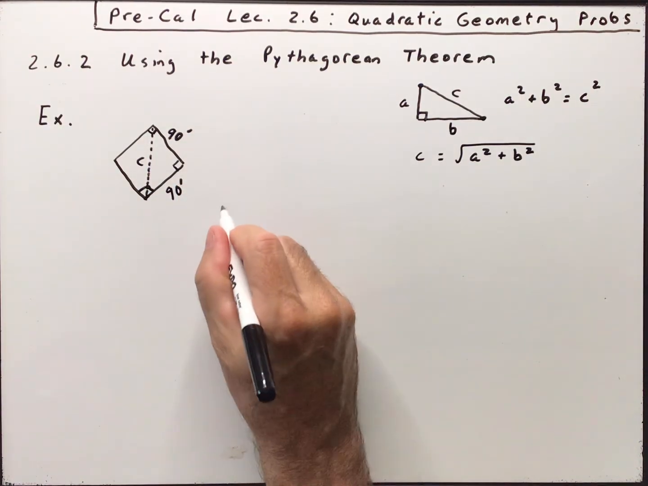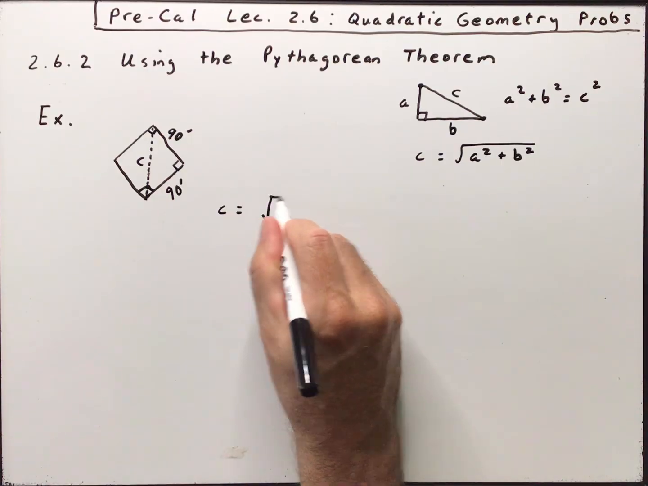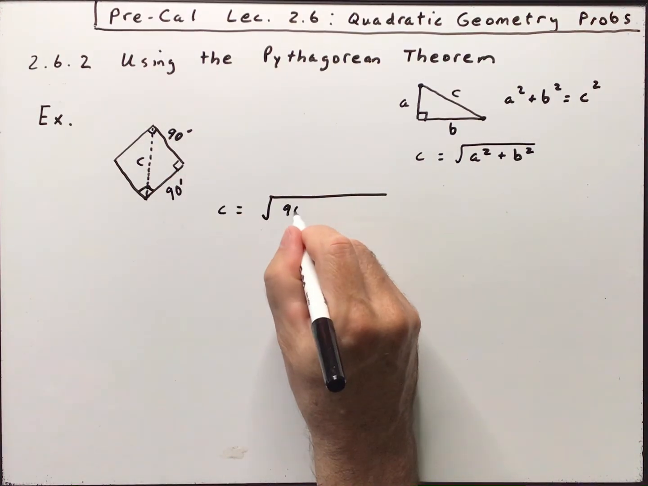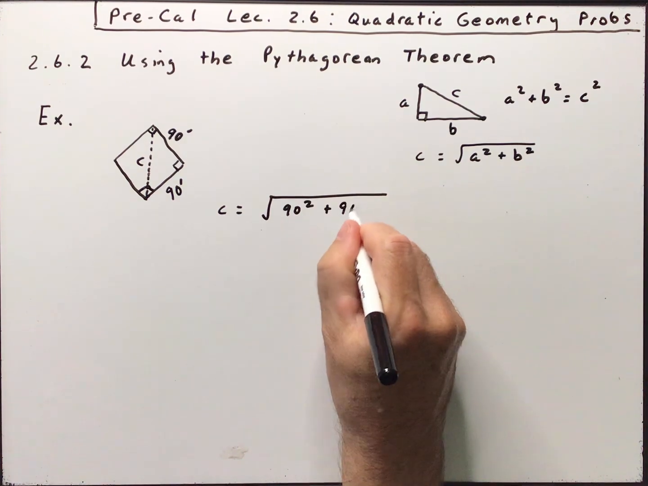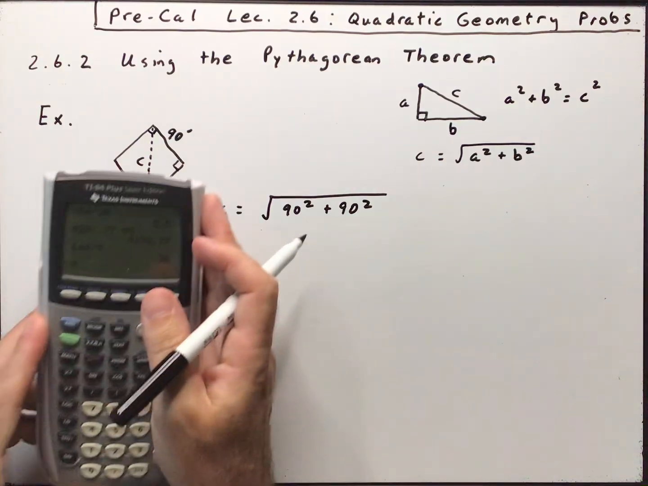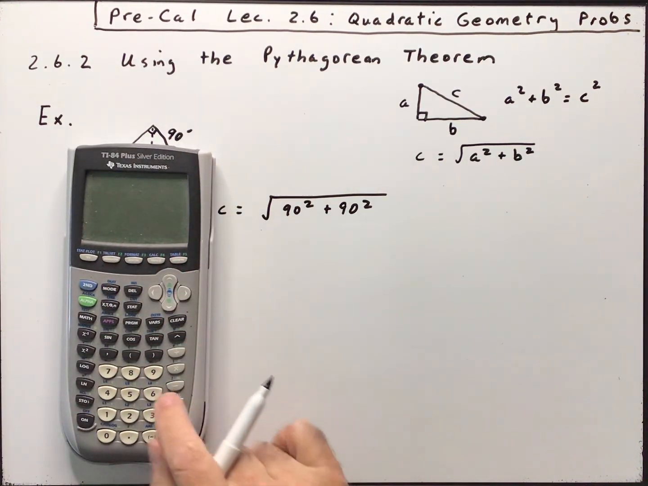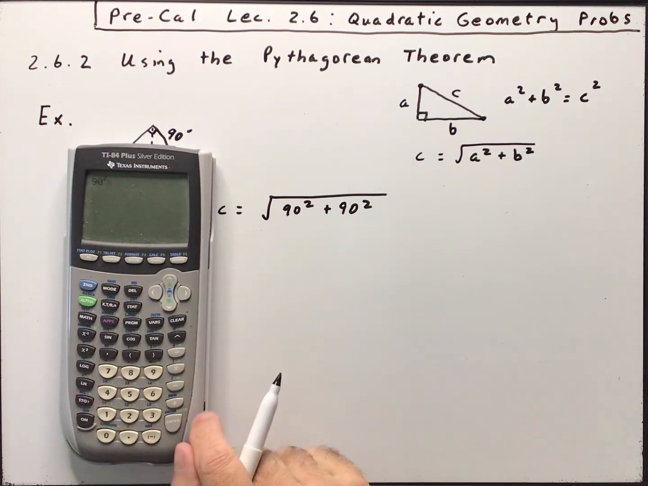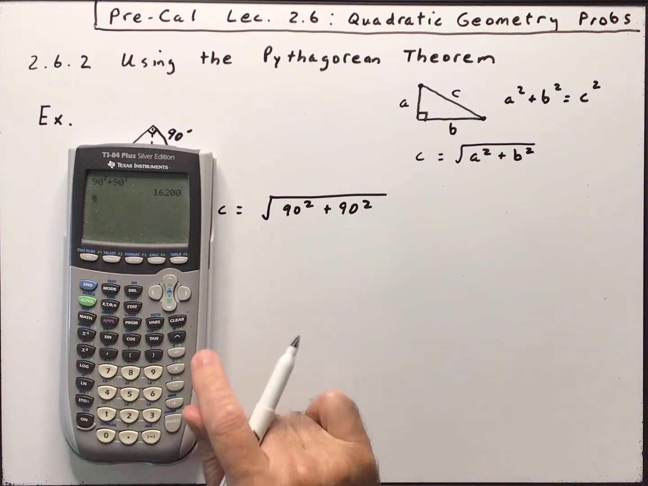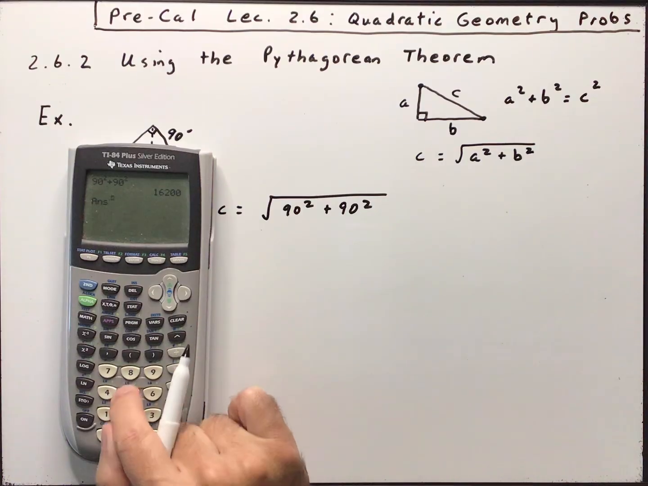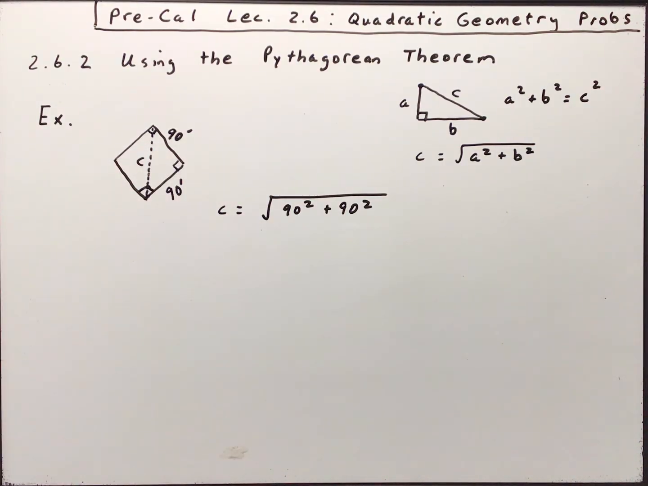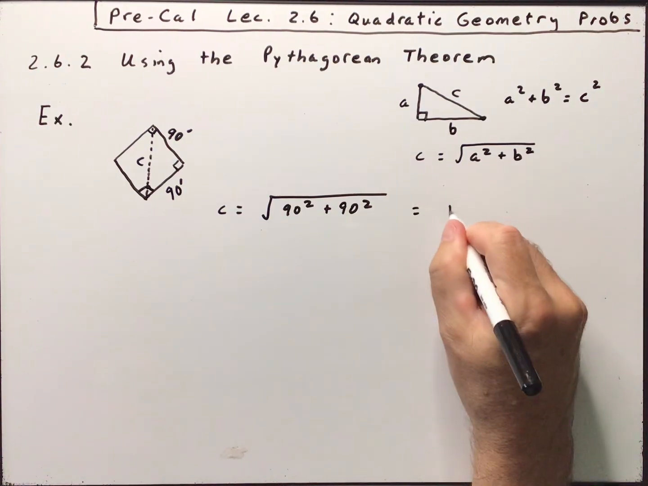Okay, so C is equal to the square root of the two sides squared, 90 squared plus 90 squared. A fast way that you could do that in your calculator is just take 90 squared plus 90 squared and hit the x squared button. You've got that. And then raise that to the 0.5 power. That's the same as taking the square root. It's 127.3 feet.